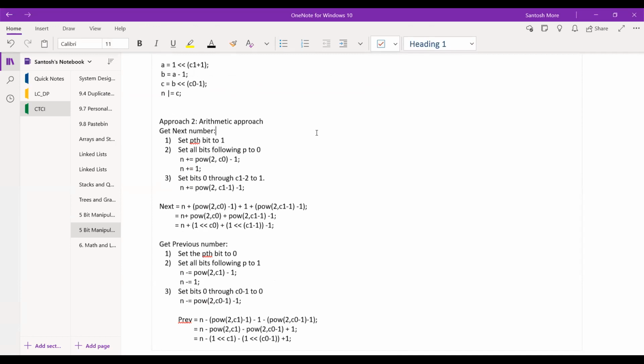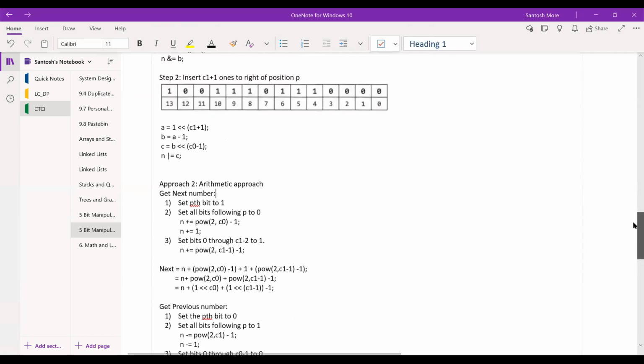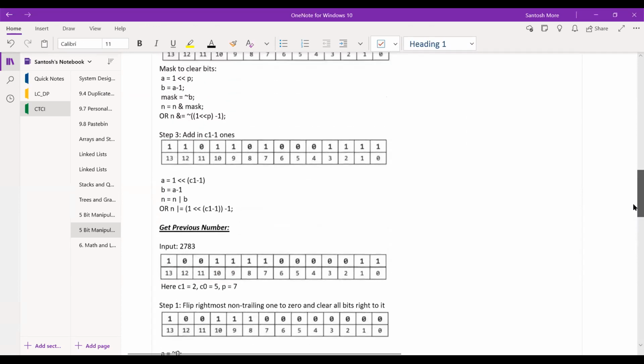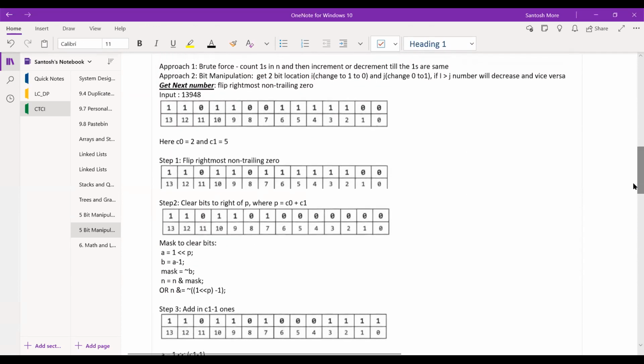I hope this was clear, or do you want me to go through it again? Because I also confused you guys a little bit here. But on a high level, it is clear, right? Whenever we want to find the previous number, it is very straightforward, if I explain it here. The only thing is about this bit masking and everything.